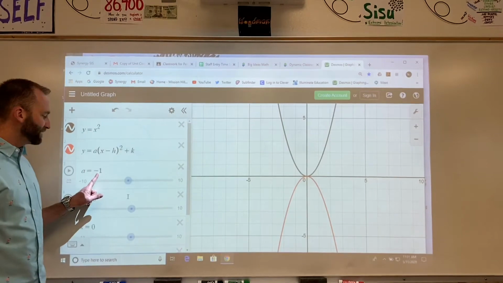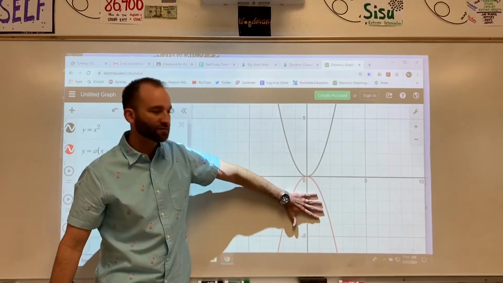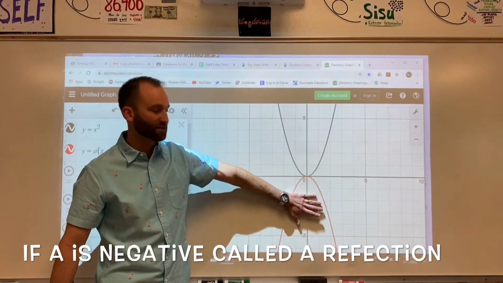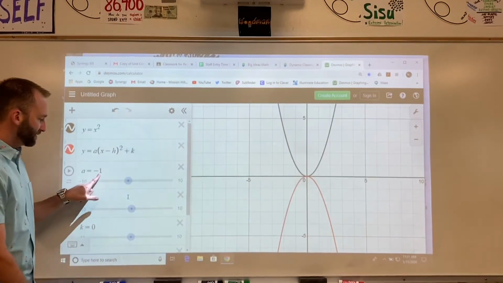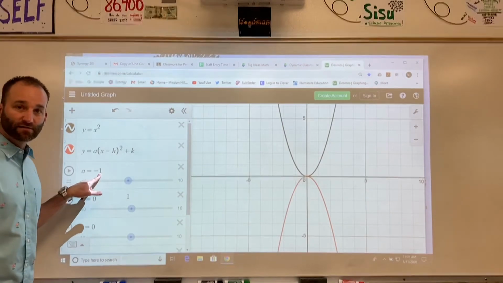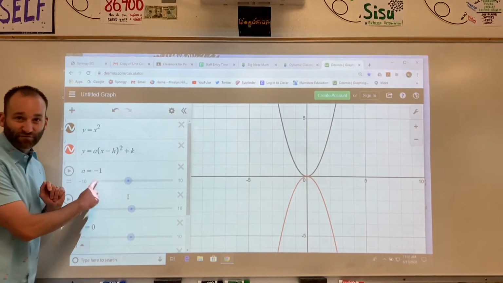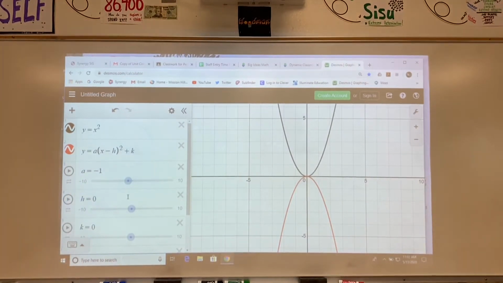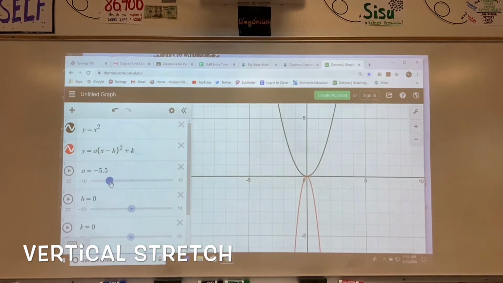Now, if a becomes a negative, you can see that the parent function is just getting reflected over the x-axis. We call it a reflection. It's identical, it's just being reflected. But if the number here is still bigger than 1 or less than negative 1, check out what happens. You can see here, the larger that negative number can get, it still becomes a vertical stretch.